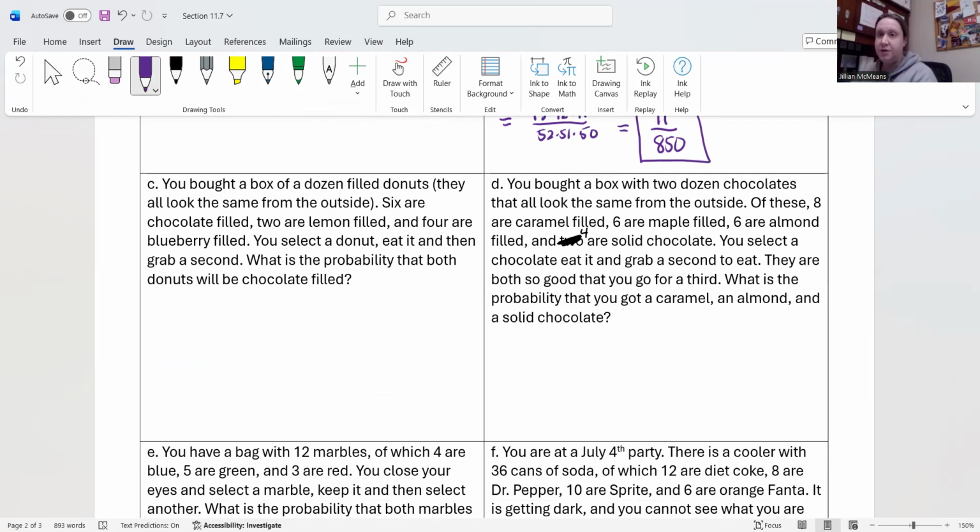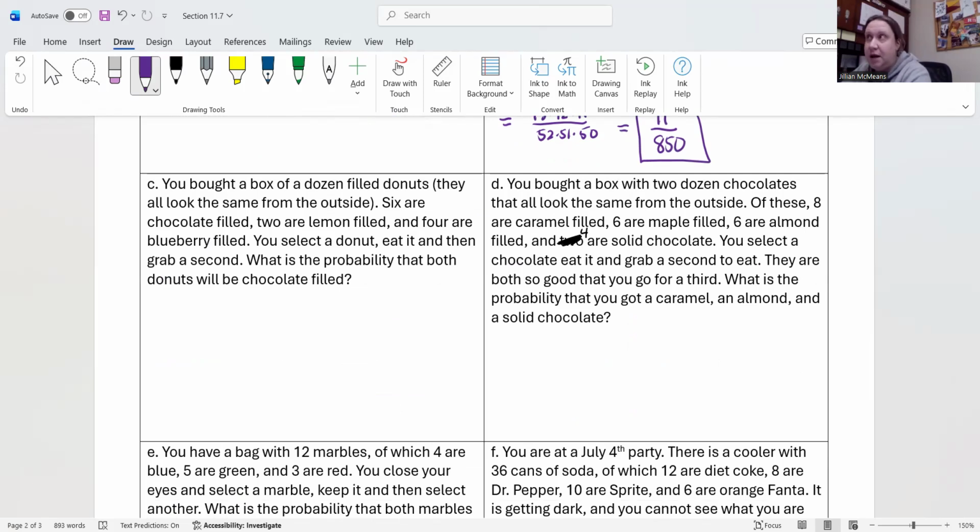So imagine these little round donuts with powdered sugar on top, but then they have some different kind of filling inside. Okay. 6 are chocolate filled, 2 are lemon filled, and 4 are blueberry filled. You select a donut, eat it, and then grab a second. What is the probability that both donuts will be chocolate filled?